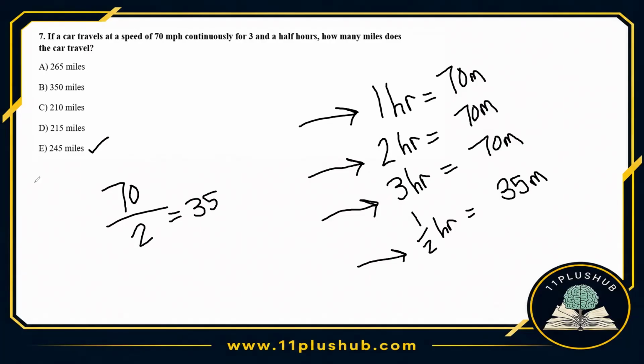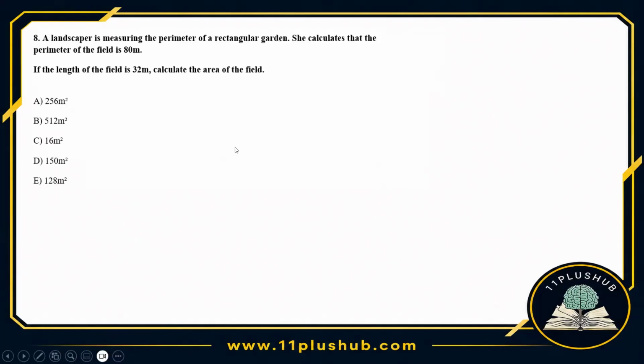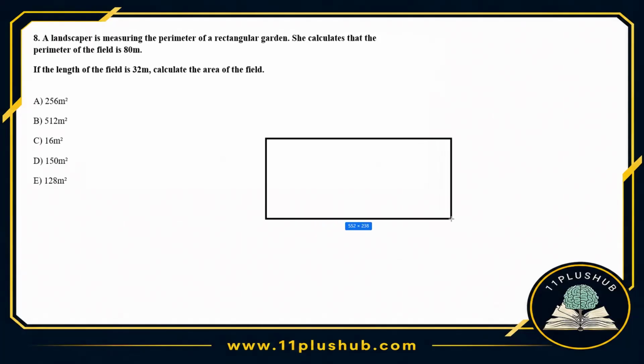Okay, let's move on to question 8. A landscaper is measuring the perimeter of a rectangular garden. She calculates that the perimeter of the field is 80 meters. If the length of the field is 32 meters, calculate the area of the field. Okay, so I'm just going to draw a random rectangle to represent the garden. Now let's think about what we're told. We're told that the length, the longest side of the rectangle, is 32 meters. The question tells us that.